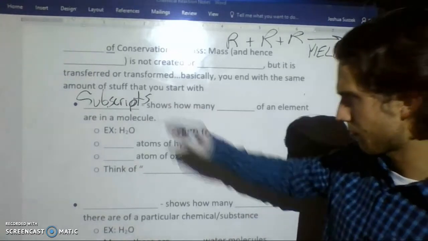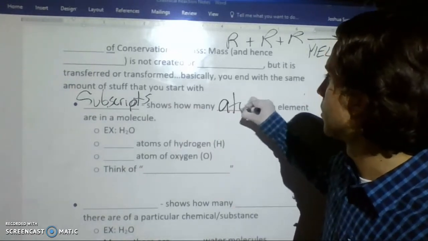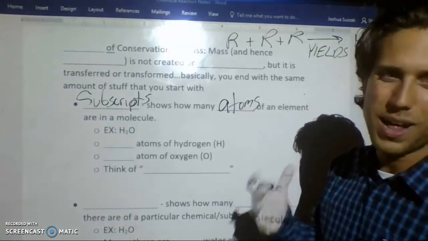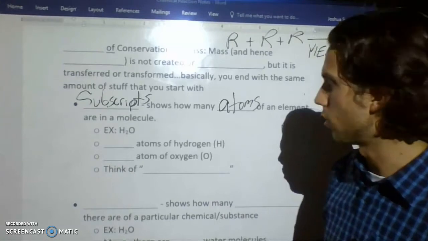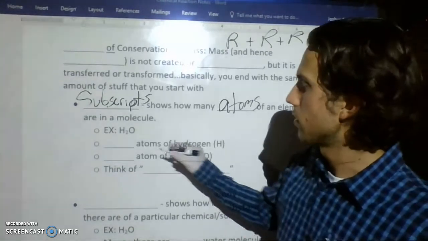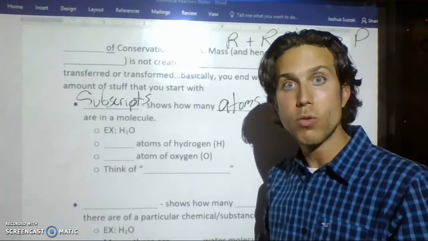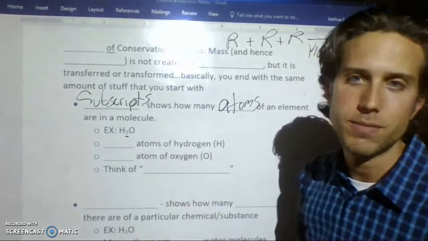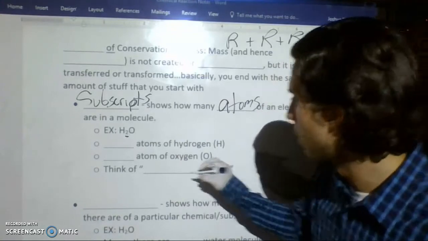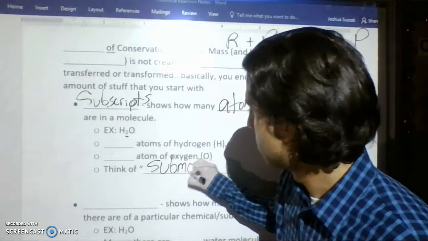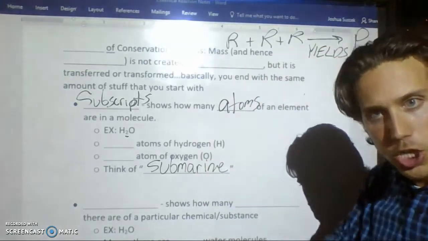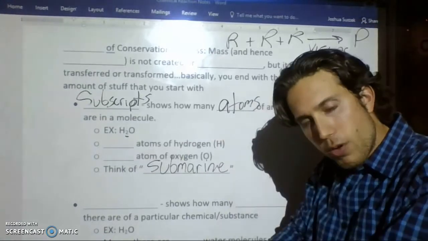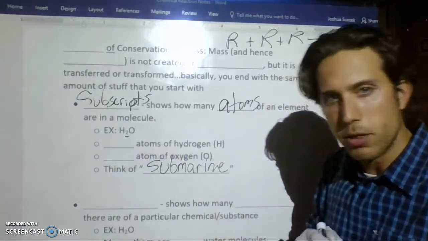I'm starving. Subscripts show us how many atoms of an element are in a molecule. Going back to our earlier chemistry, for example, we have some high quality H2O, some water. Here's how you're going to remember subscripts: think of a submarine. Submarines are submerged underwater, down below. So our subscripts are located down. They're real small, we write them down below.